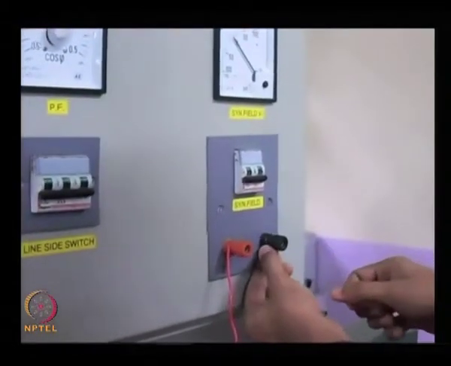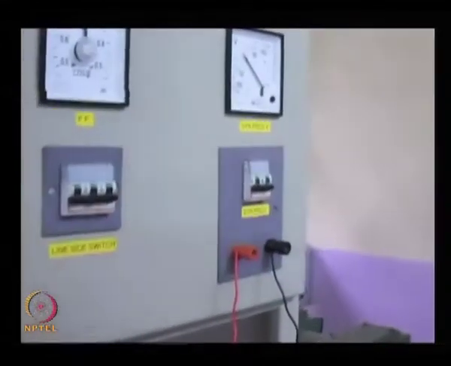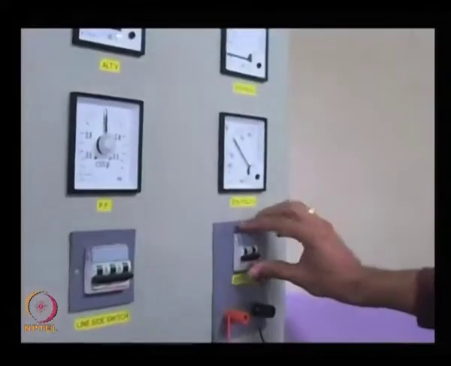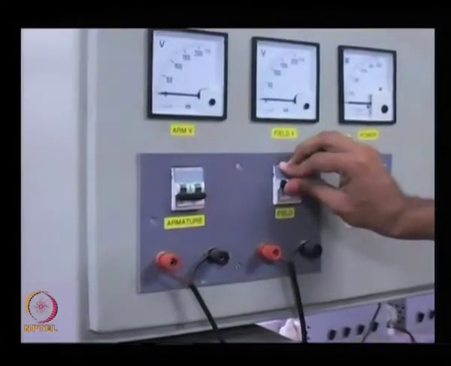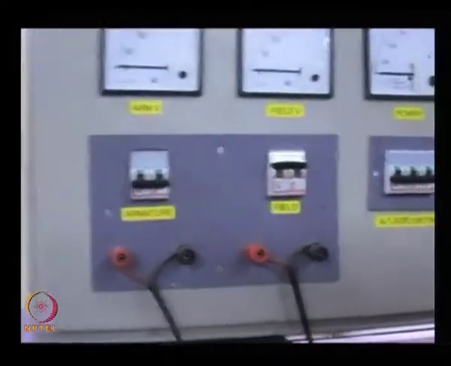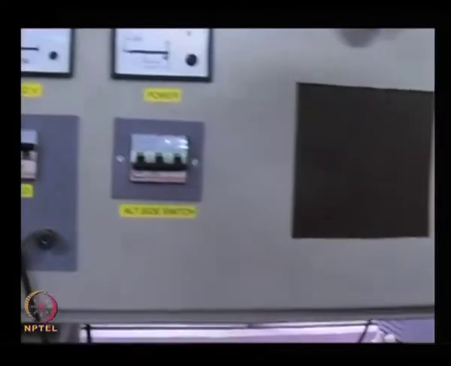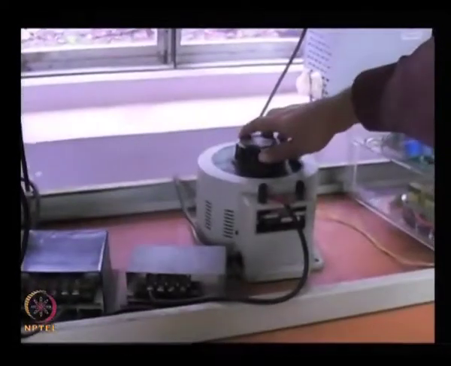Of course, if I do not rotate the machine, there will be no voltage induced and nothing will happen by doing this. But what I will do now is slowly start rotating the machine. Okay. Remember that I am not separately exciting it. The output voltage at the terminals of the synchronous machine itself is being used to excite the machine.